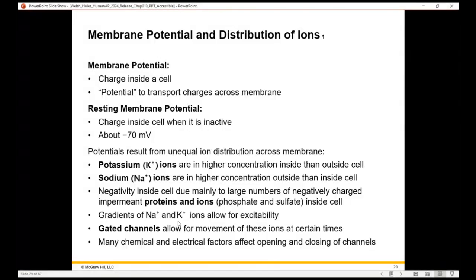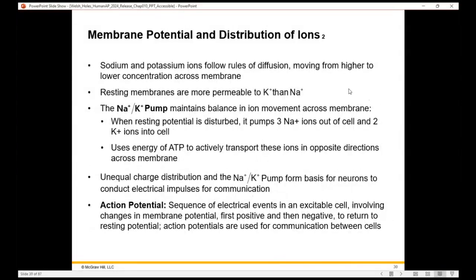Gradients of sodium and potassium ions allow for excitability. Gated channels allow for movement of these ions at certain times. Many chemical and electrical factors affect the opening and closing of the channels. Sodium and potassium ions follow rules of diffusion, moving from higher to lower concentrations across the membrane. Resting membranes are more permeable to potassium than they are to sodium.